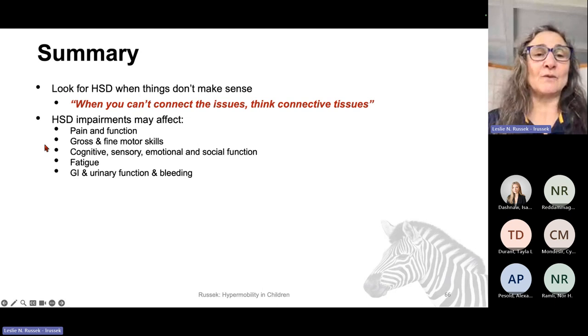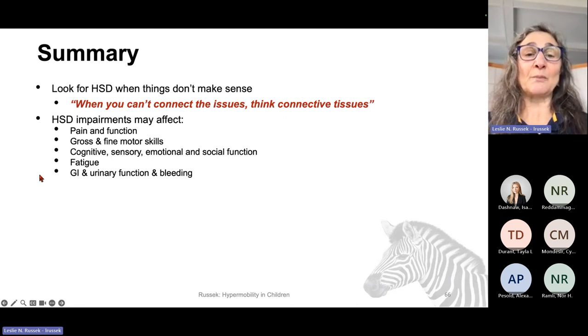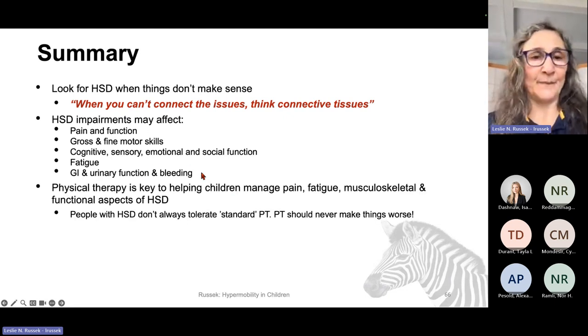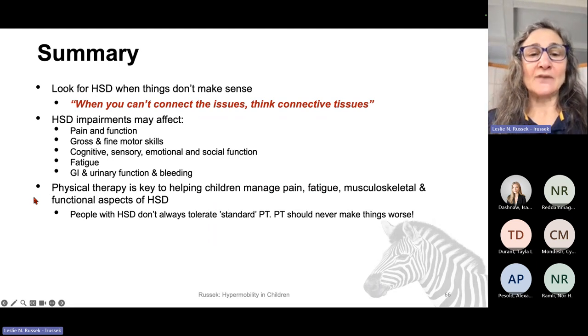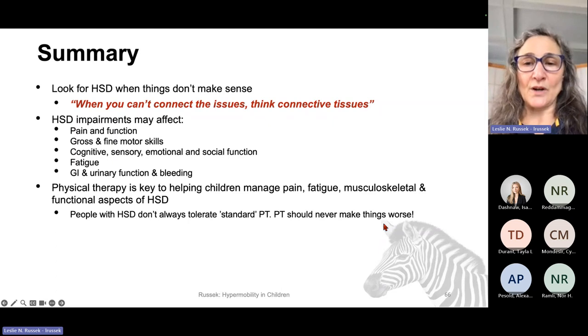So pain and function, gross and fine motor skill, but also cognitive, sensory, emotional, and social function, fatigue, GI, urinary function, and bleeding, especially for those adolescent females. PT can be really helpful for managing these issues. People and kids with hypermobility don't always tolerate standard PT. PT should never make things worse.